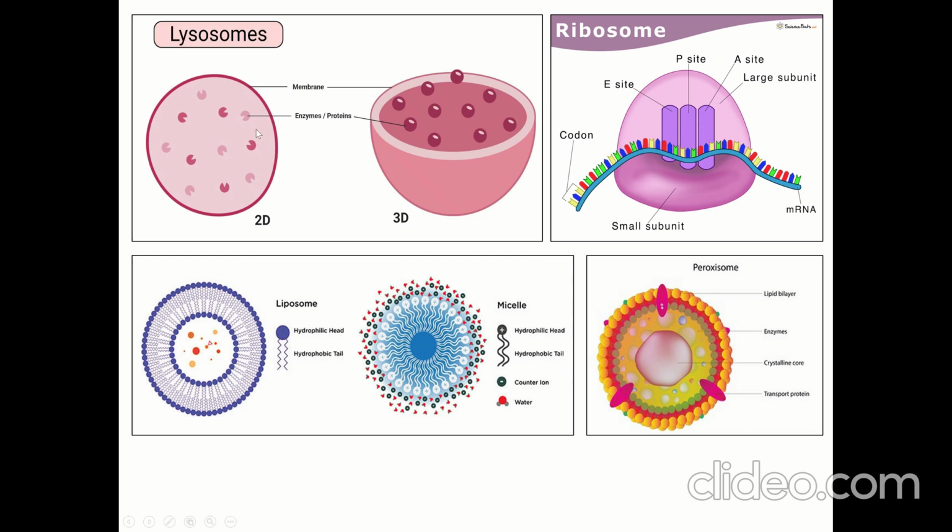Lysosomes are present in the animal cells. They mainly consist of the hydrolytic enzymes. They are also called as the suicide bags of the cell, as they contain digestive enzymes which digest the content of its own cell. That is why they are called as the lysosomes or suicide bags of the cell.